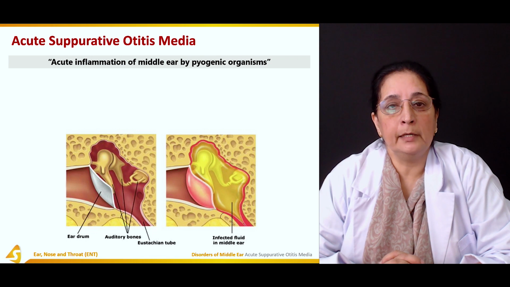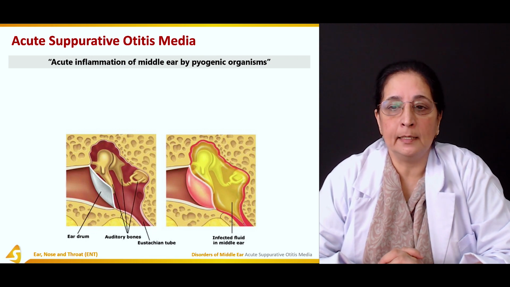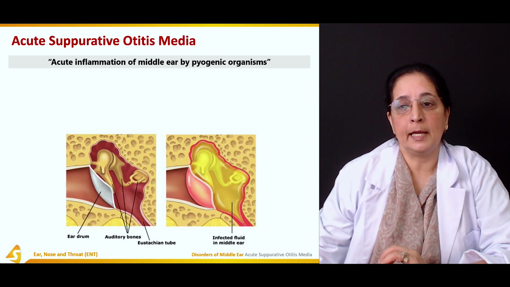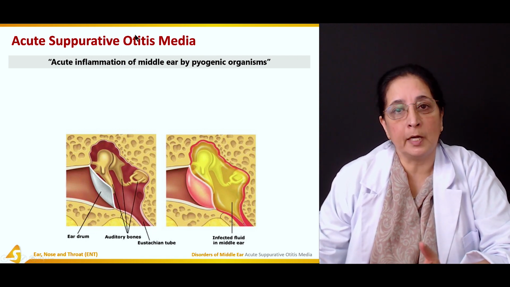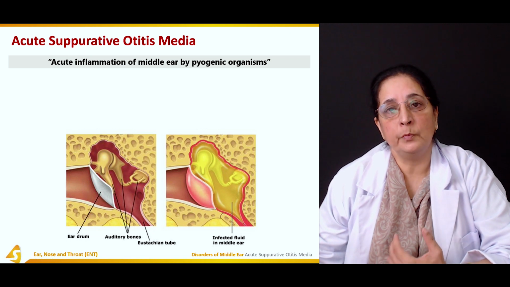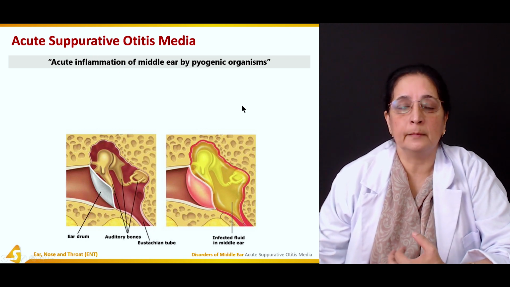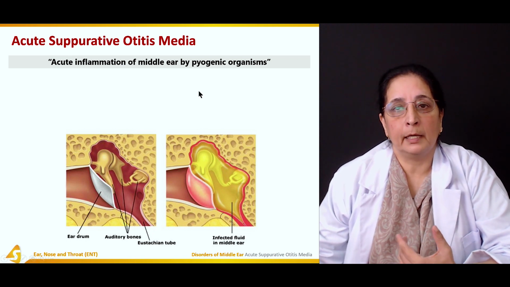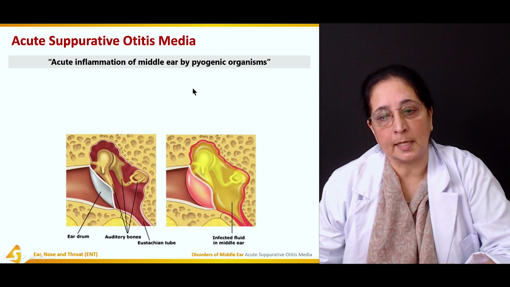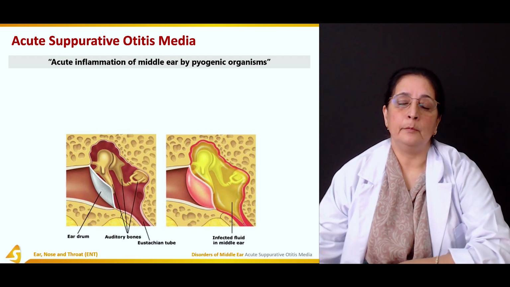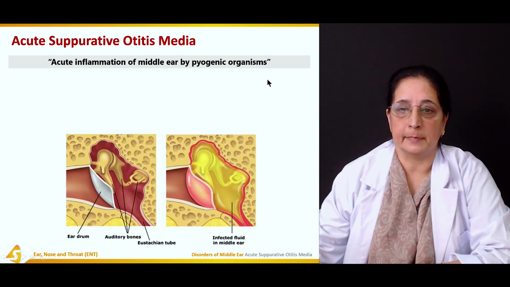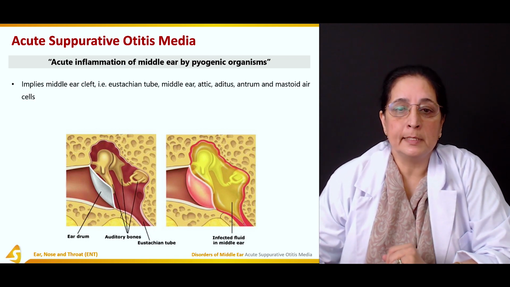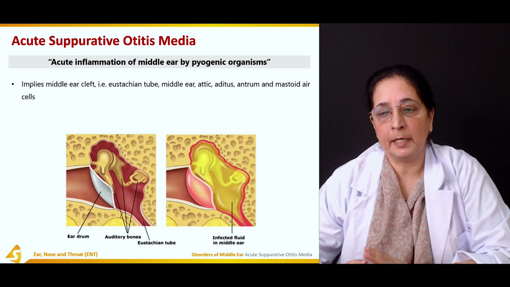It's the acute inflammation of the middle ear by pyogenic organisms. So pyogenic, as I mentioned, means suppurative. So it has to be caused by an organism which can cause or can lead to the formation of pus. So these are mainly the pyogenic organisms. It involves the middle ear cleft.